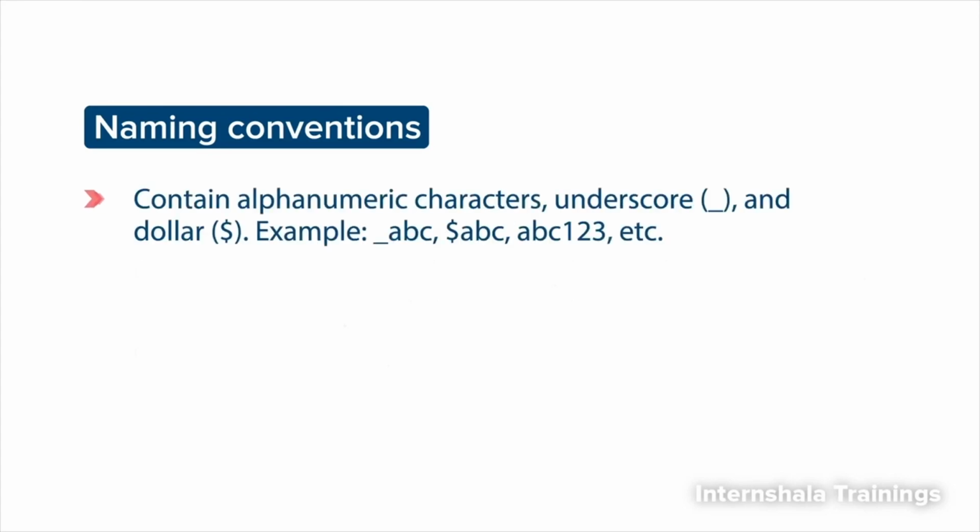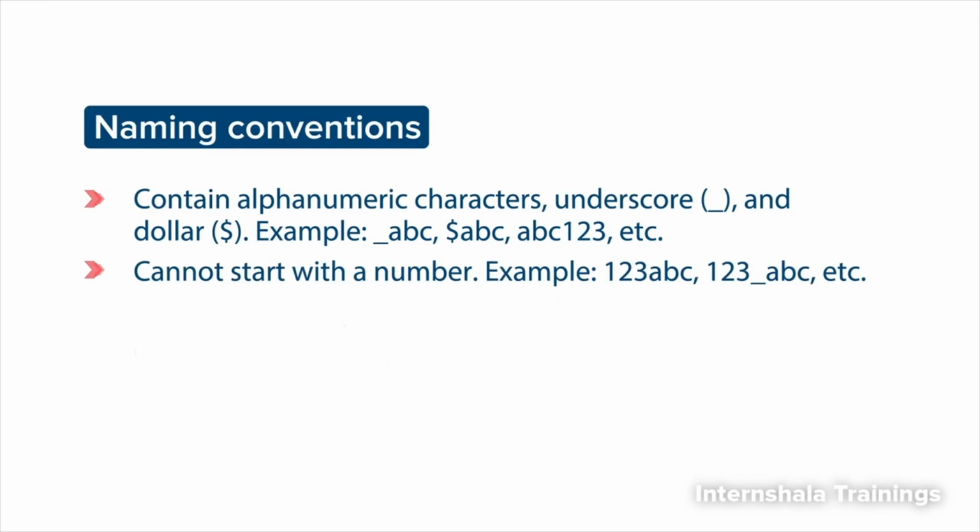First, the variable name can contain alphanumeric characters, underscore, and even the dollar sign. If we recall, in PHP the dollar sign was not allowed while naming a variable. But in JavaScript, we get this flexibility. For example, _ABC, $ABC, ABC123 are all valid names.